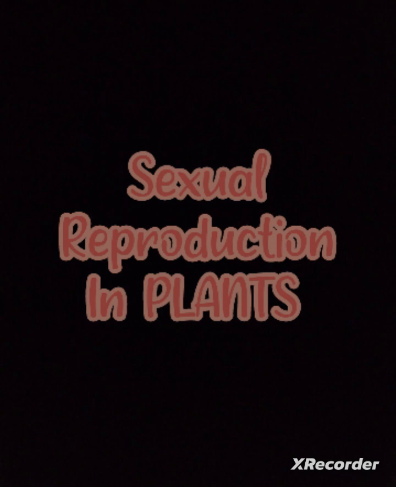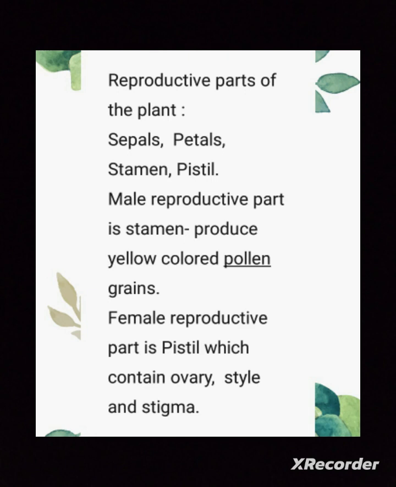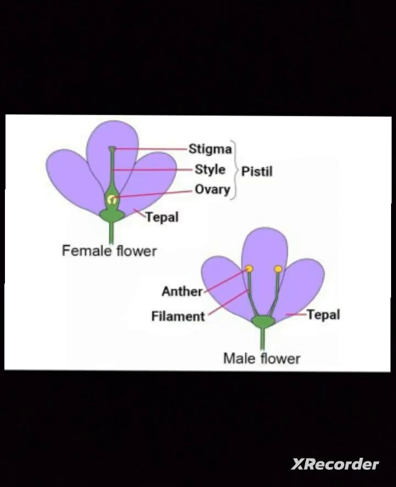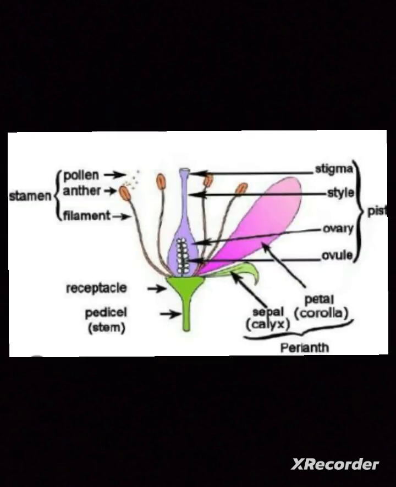Now, let's know about sexual reproduction in plants. In plants, the sexual parts are located in the flowers. Parts of the flower are sepals, petals, stamens, and pistil. Stamens and pistil are the reproductive parts of a flower which contain germ cells. The flowers may be unisexual, for example papaya and watermelon, in which it might have either stamen or pistil, or the flower may be bisexual like hibiscus, which contains both stamen and pistil.